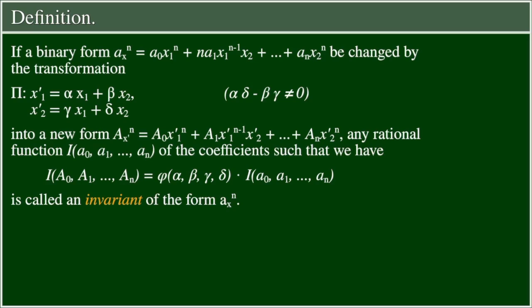Any rational function I of a_0, a_1, ..., a_n of the coefficients such that we have I(a_0', a_1', ..., a_n') equals φ(α, β, γ, δ) times I(a_0, a_1, ..., a_n) is called an invariant of the form a_x^n.